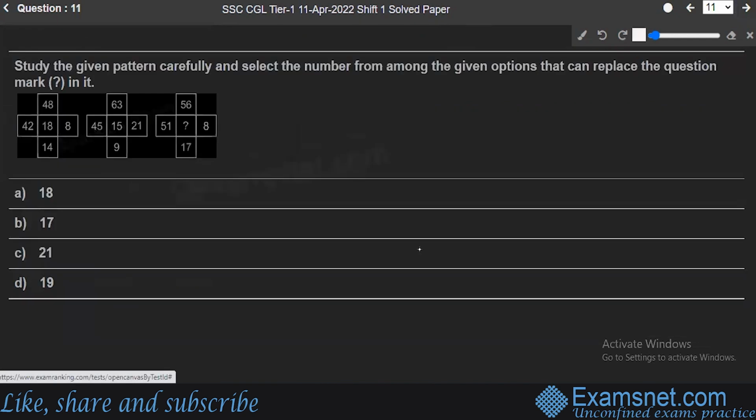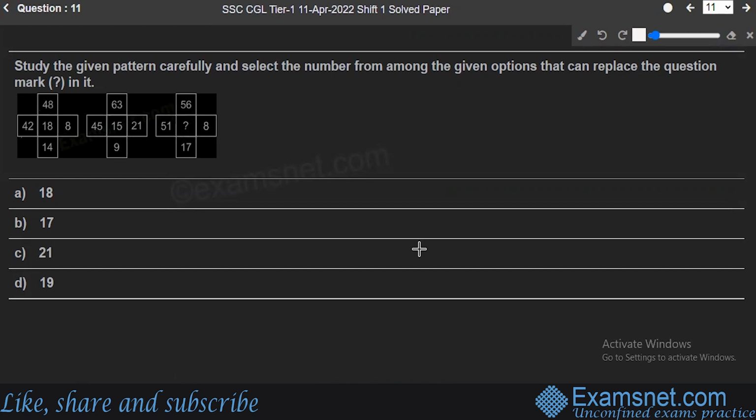Next is question number 11. Study the given pattern carefully and select the number from among the given options that can replace the question mark in it. So you have to find out the logic. If you get the logic, everything will be sorted, right? So the numbers are 42, 48, 18, 8, 14, 63, 45, 15, 21, 9, and you have to find out what will come at the place of this question mark.